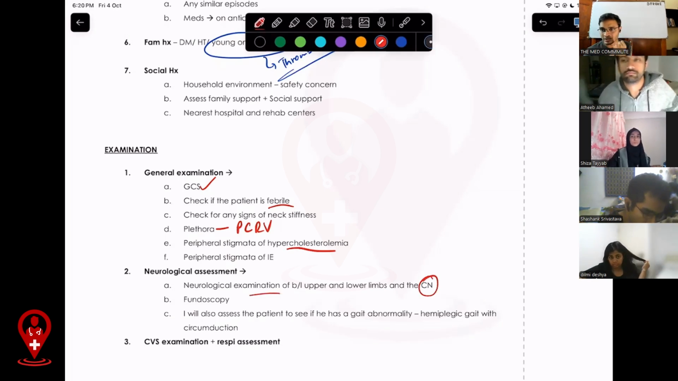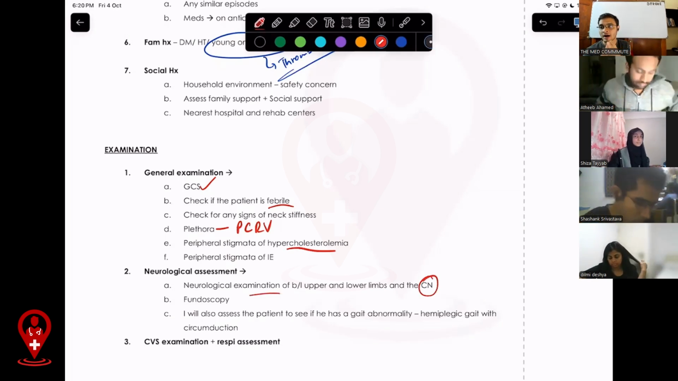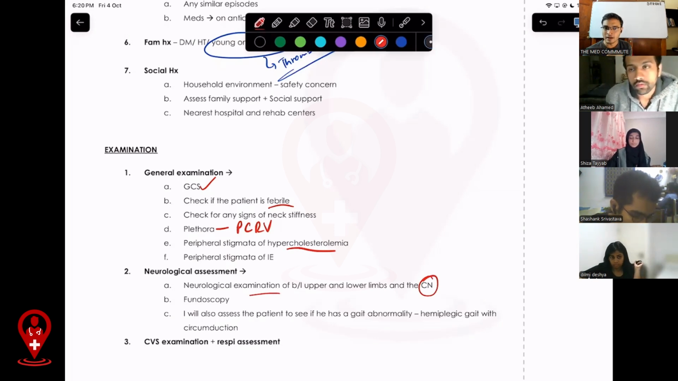We are checking for tone. Yesterday we talked about, right? Tone, power, reflexes, right? Babinski sign you have to look for, right? And you look for wasting and fasciculation. These are your basic things, right?